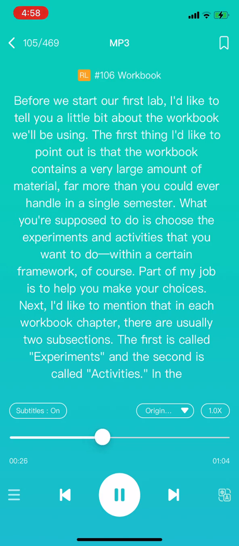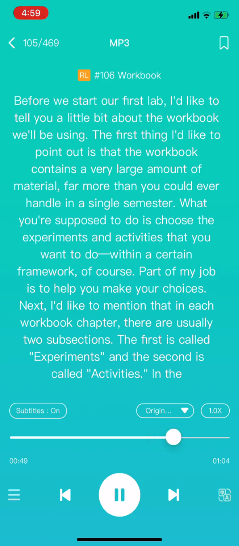Next, I'd like to mention that in each workbook chapter, there are usually 2 subsections. The first is called Experiments, and the second is called Activities. In the Experiments section, the workbook gives full instructions for all the experiments, including alternate procedures. Choose the procedure you wish. There's plenty of equipment available.